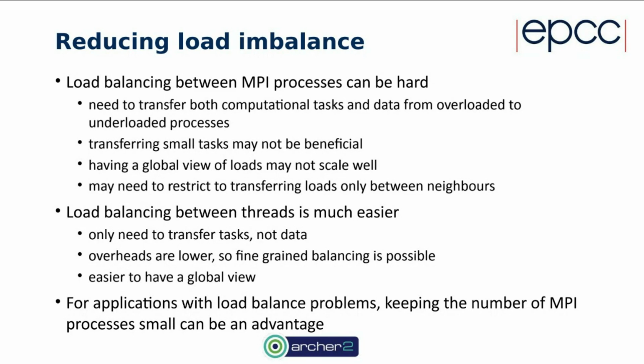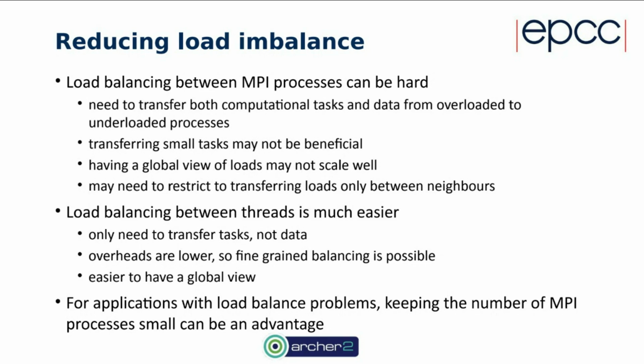It also means that if we try to scale up to very large numbers of processes, then having a global view of loads may not scale very well. So it may not be possible for any one process to have a global view of the load on all the other MPI processes. So we may need to do something that's less optimal, for example, to restrict ourselves to only transferring loads between neighbors. That reduces the capability of the load balancing system.